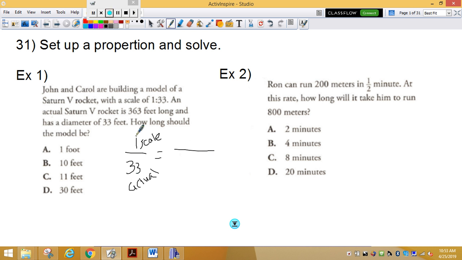Which of these is the actual rocket, the 1 or the 33? Well, the 33, and it's on bottom. So that means I'm going to put 363 on the bottom. And I want to figure out what the model should be. So let's cross multiply. 33 times x, I get 33x. 1 times 363 is 363. To solve this, I would divide both sides by 33.